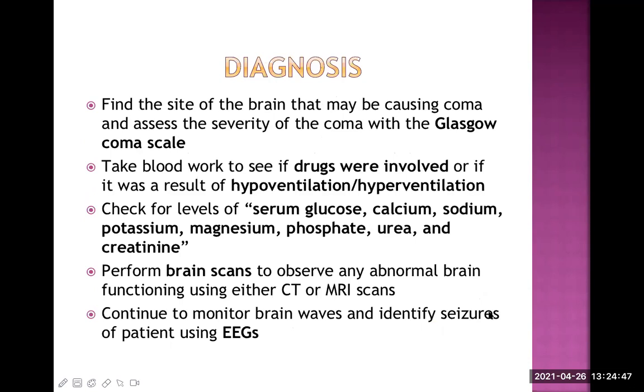Now, some other important points regarding the diagnosis of coma are the Glasgow coma scale. How severe is the coma? The Glasgow coma scale should be assessed, and we should find the site of the brain that may be causing coma. This may be done by different types of examination and investigation. Take blood work to see if drugs were involved or not. Tell me some of the drugs that depress the central nervous system and can result in coma.